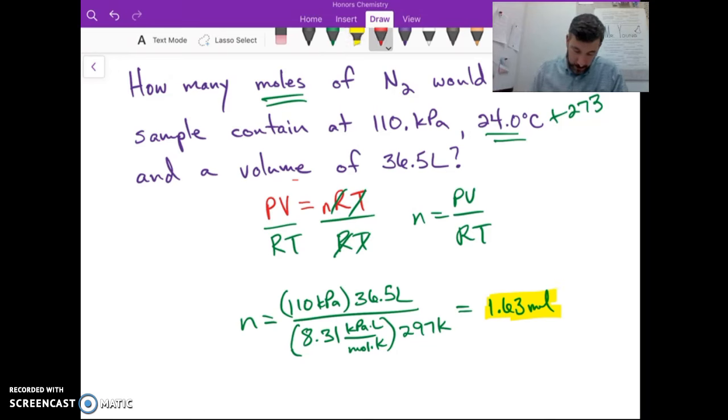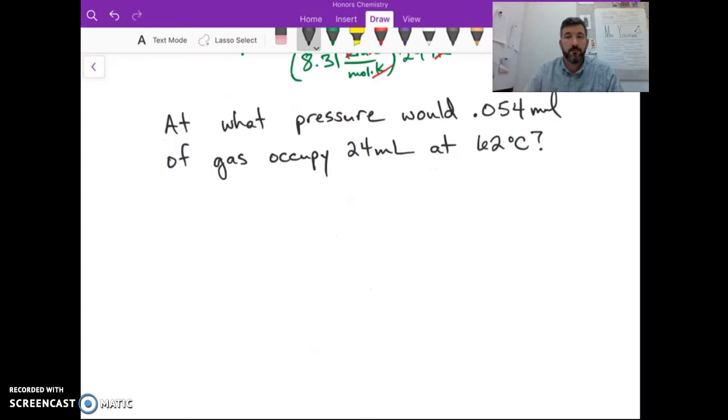Notice everything canceled except for moles. kPa cancels, liters cancels, and kelvins cancel. And I didn't really use the fact that it was nitrogen for any purpose. If I had been asked to solve for the number of grams that this weighed, then that would be where the identity of nitrogen would allow me to convert it to grams using stoichiometry. Okay, let's try a new one.